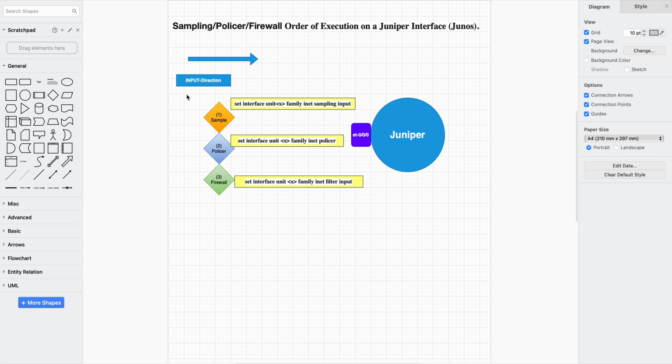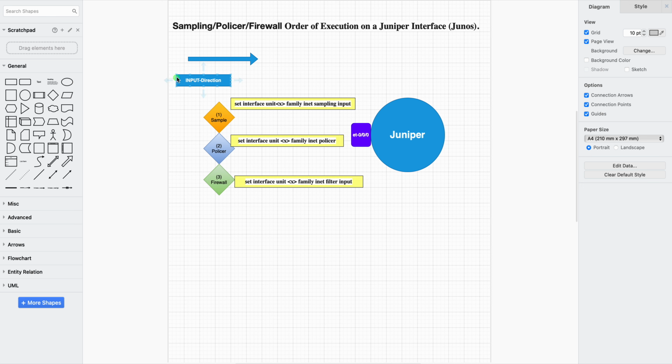On the input direction, it will always be sampling that takes priority on a Trio hardware. Trio is a line card model that is deployed on Juniper MX hardware. Most of the MXs are Trio, and the next generations are also based on Trio, with a higher level of functionalities or higher bandwidth capacity introduced. But the logic will remain mostly the same.